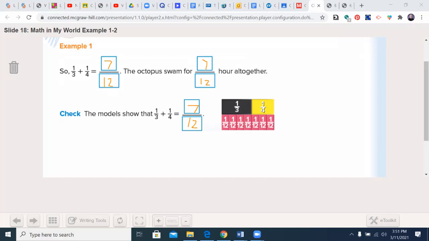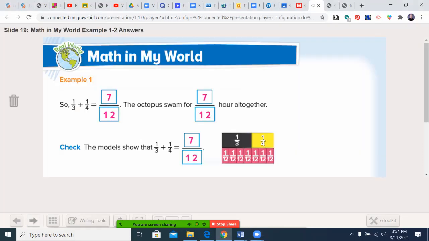All right, I'll go ahead and clear the drawing. See the answer there.